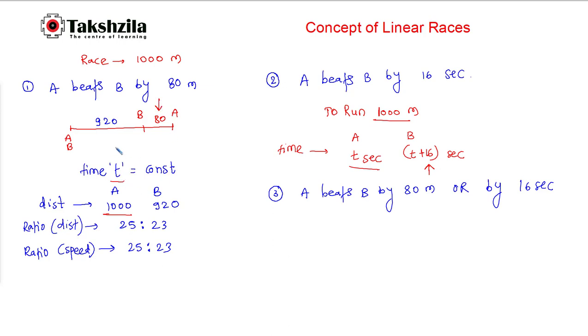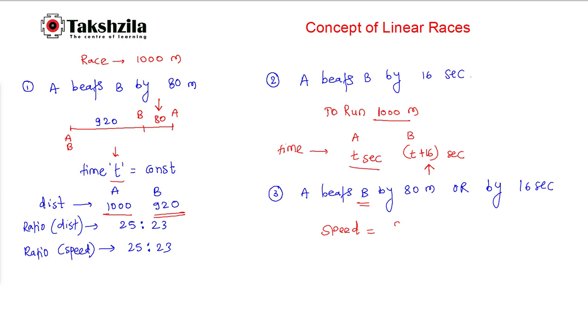Because in t seconds B covers 920 meters. Now 80 meters are remaining. To cover that extra 80 meters, B requires 16 seconds extra. So over here, who is the loser? B is the loser. This is again a very commonly used statement. From this statement, we can conclude the speed of the loser. So over here, the loser is B. So we can conclude that for B, 80 meters and 16 seconds both are equivalent.